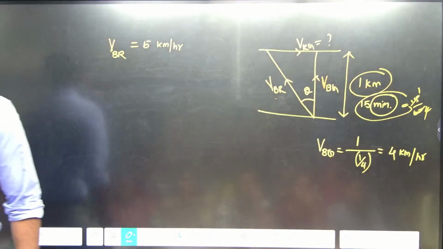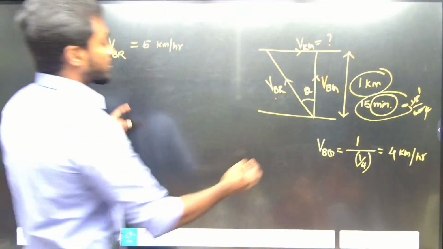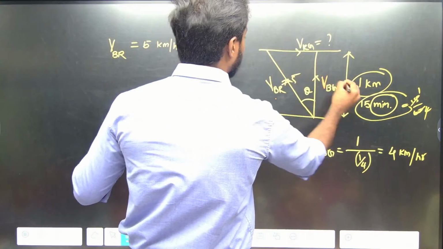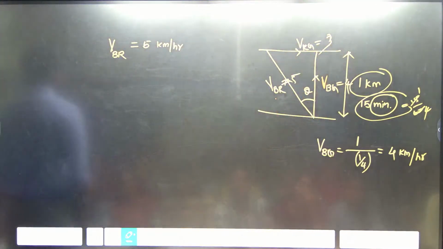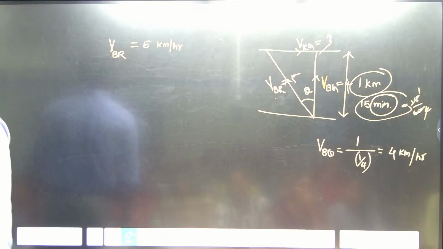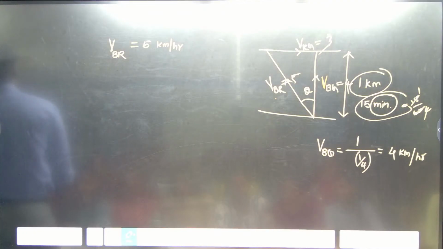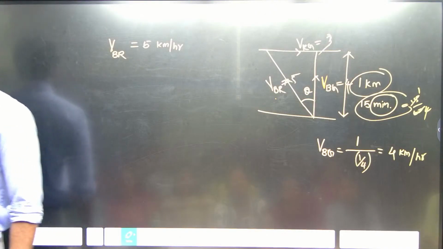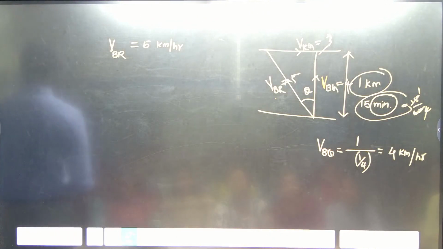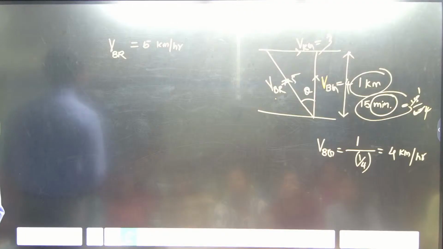4 kilometer per hour. So this is 5, this is 4, so it is a 3, 4, 5 triangle without calculating. What is the velocity of the river here? 3 kilometer per hour. Not getting? Which one?